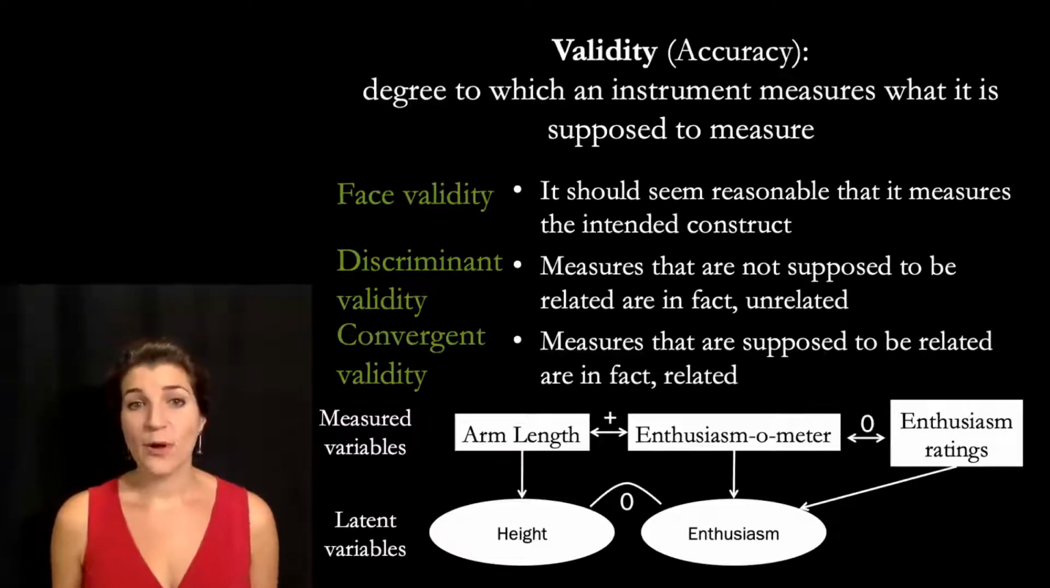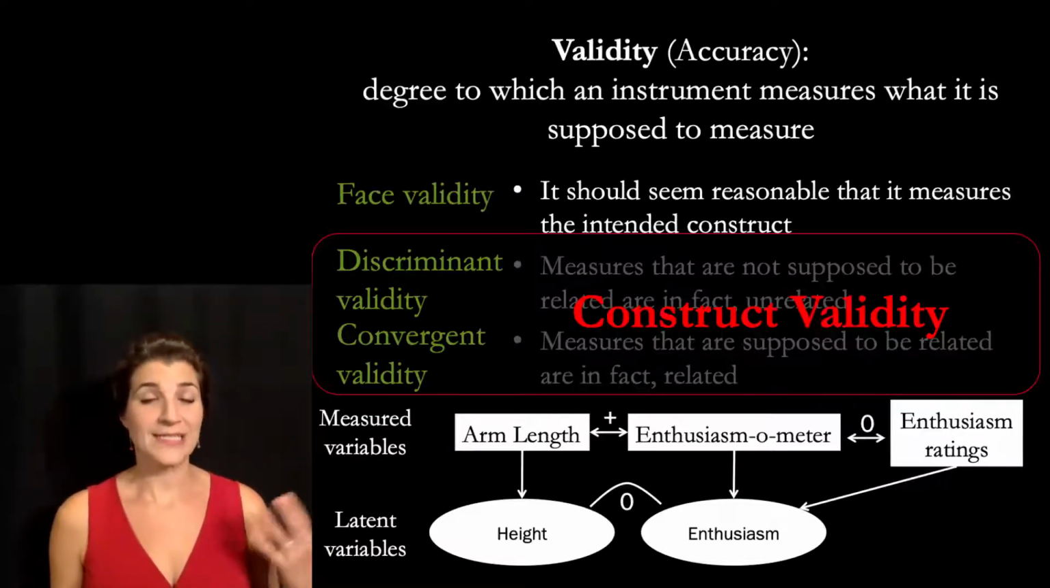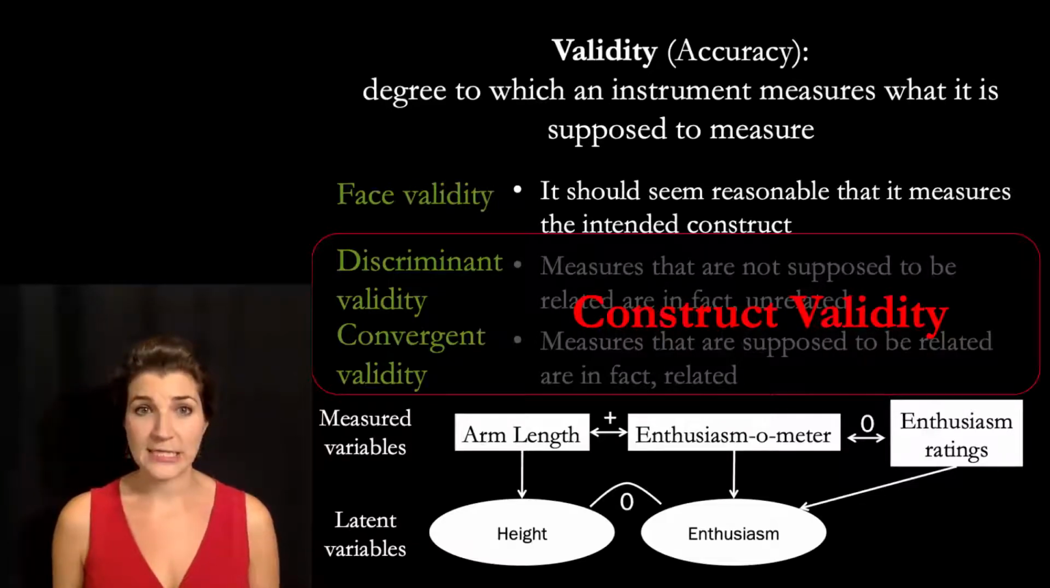I want to mention at this point that discriminant and convergent validity are both subtypes of what's called construct validity. So when you hear and read about construct validity of various measures, it's typically referring to both discriminant and convergent validity.